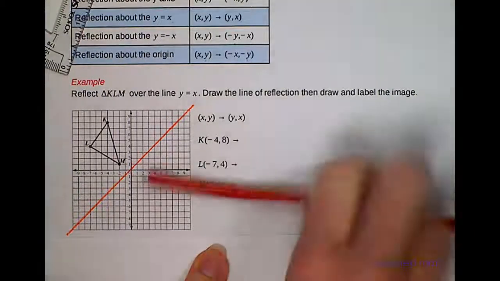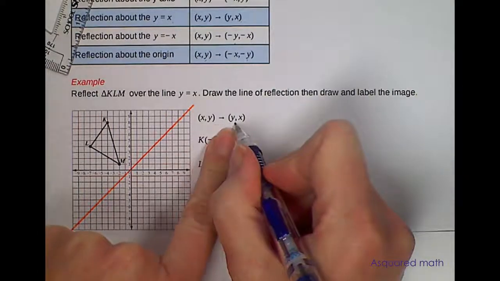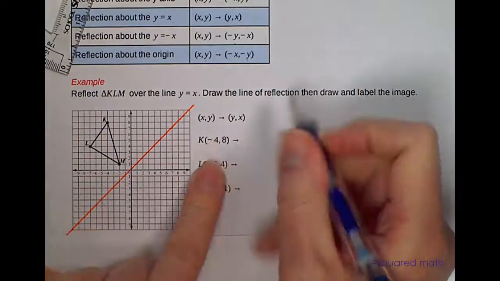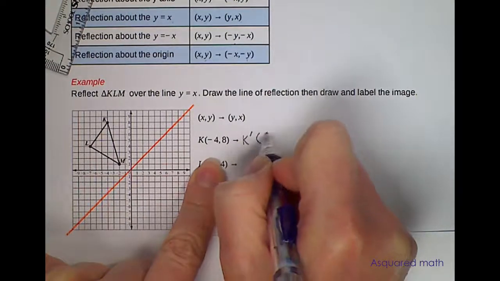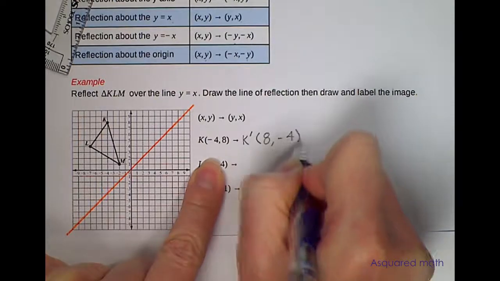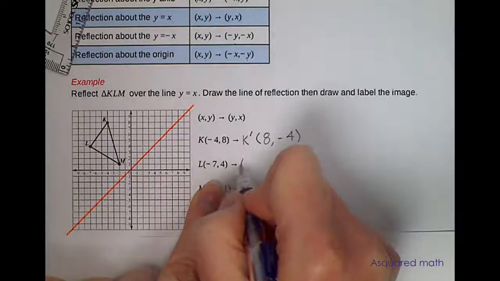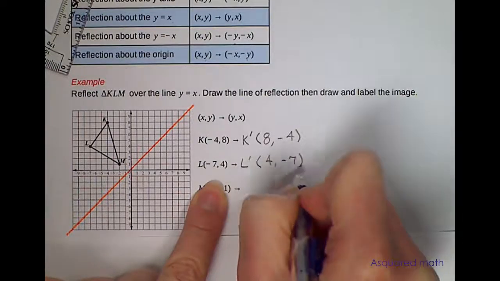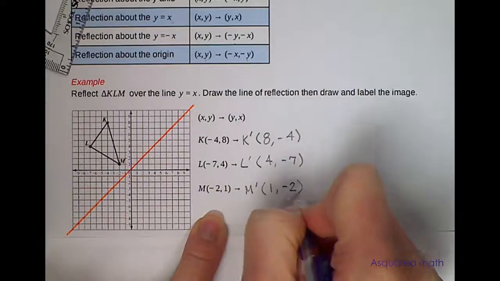So, the rule, I rewrote it here. It says take your x, y, and just flip-flop their positions so that your new coordinate point is y comma x. So here K is negative 4, 8, so K prime is going to be 8, negative 4, because we're keeping their signs. We don't have any notation here to take the opposite sign. L prime is then 4, negative 7, and M prime is 1, negative 2.